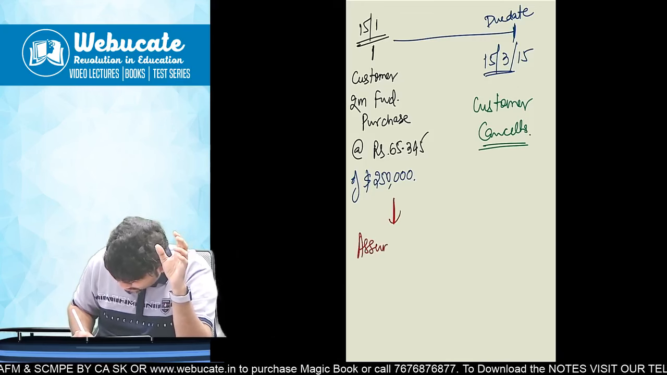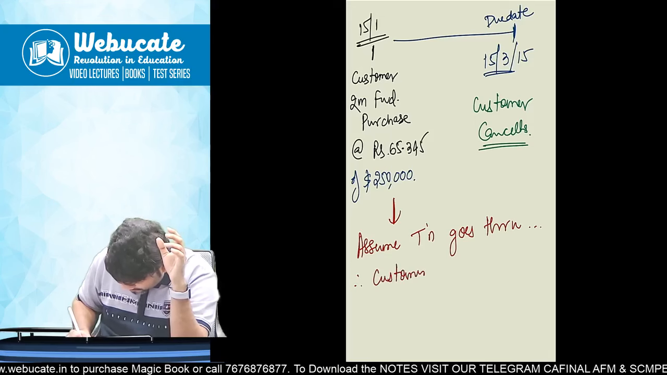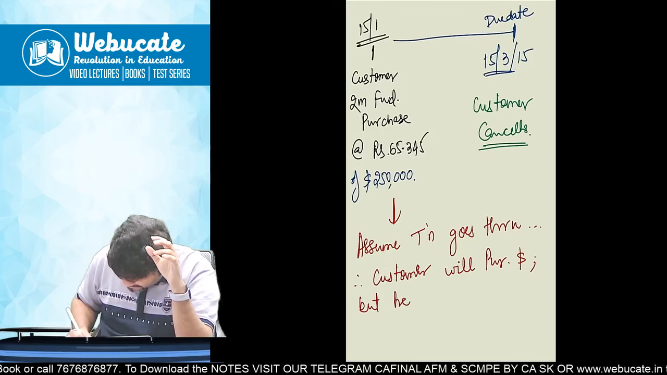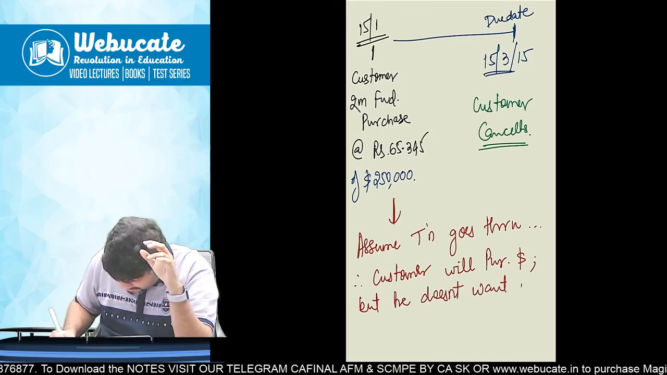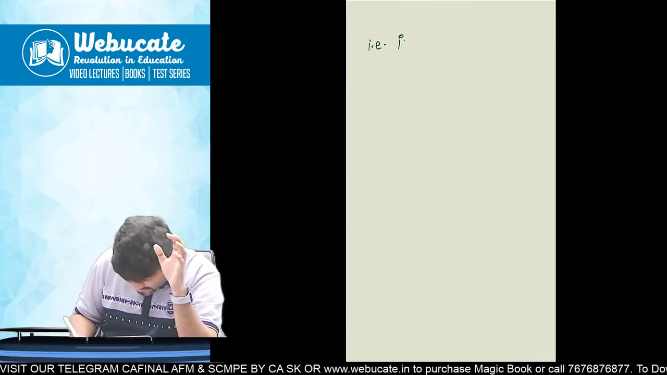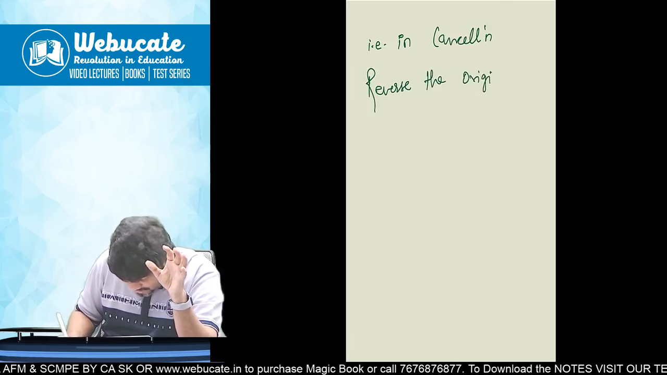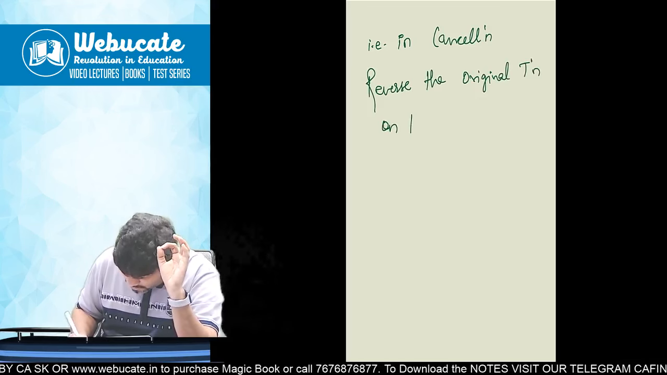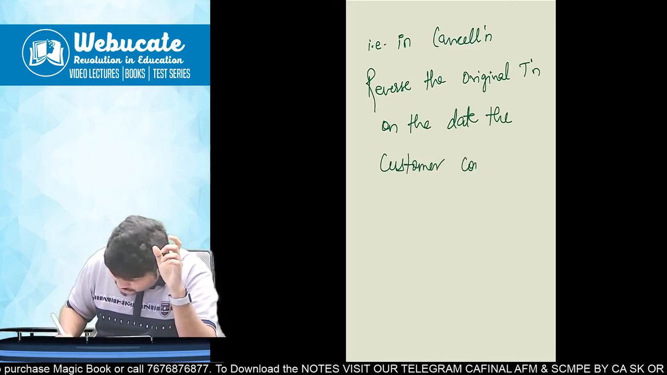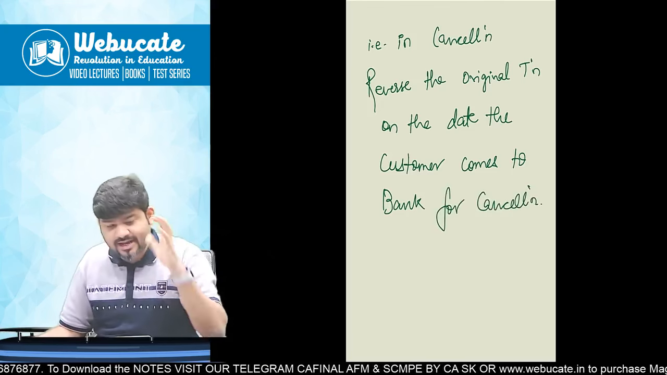So assume transaction goes through. Therefore, customer will purchase dollars, but he doesn't want it, so sell at spot. That is, in cancellation, reverse the original transaction on the date the customer comes to bank for cancellation. Got it, guys? Easy peasy lemon squeezy.